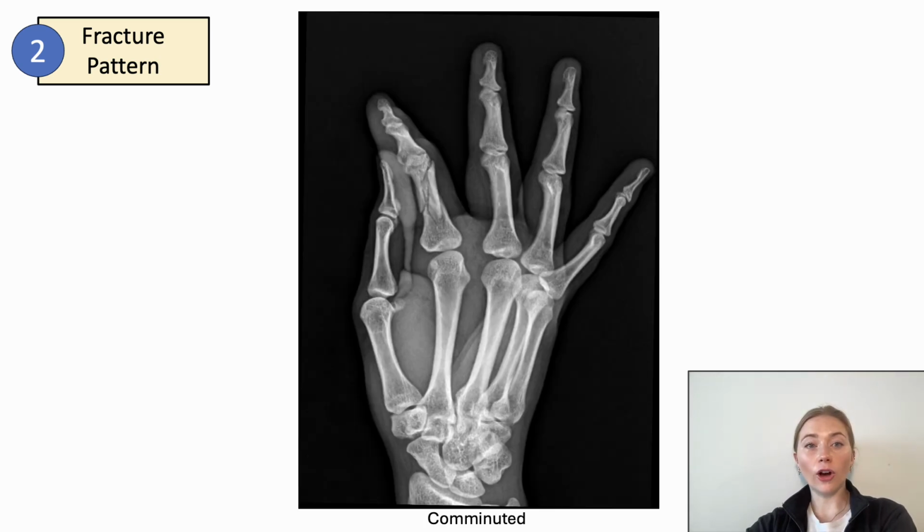Finally, we have a comminuted fracture pattern. So this is when there are multiple fractures creating a shattered appearance of the bone. This is often due to high impact mechanisms in more traumatic injuries, and often happens at the level of the distal phalanx, but can happen anywhere. As seen in this X-ray, you can see that there's a comminuted shattered appearance of the proximal phalanx P1 of the second digit.